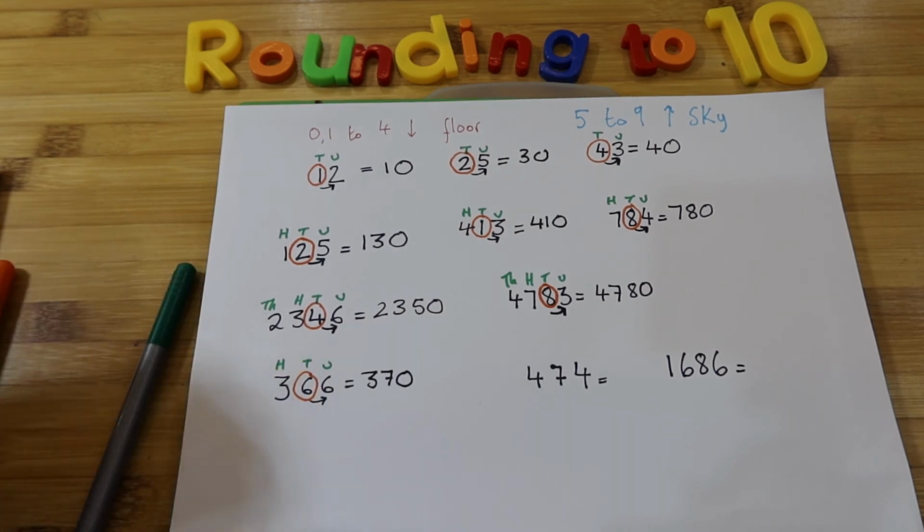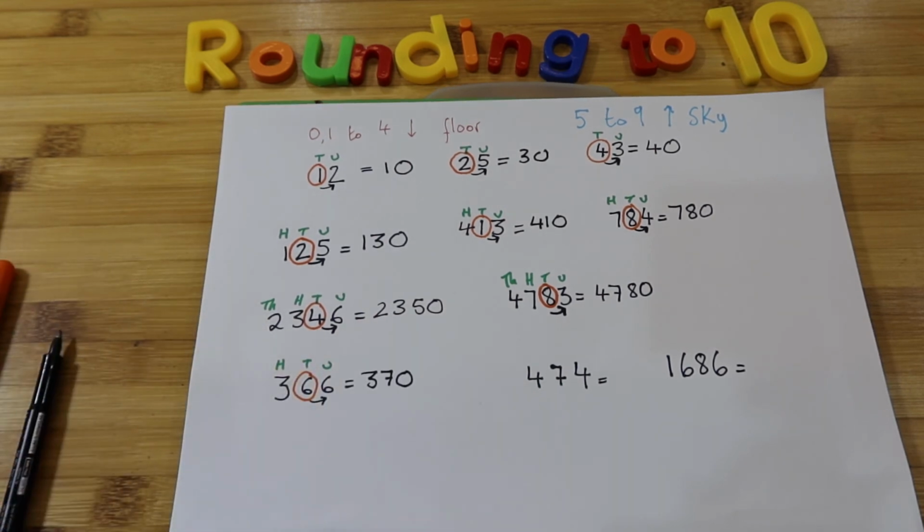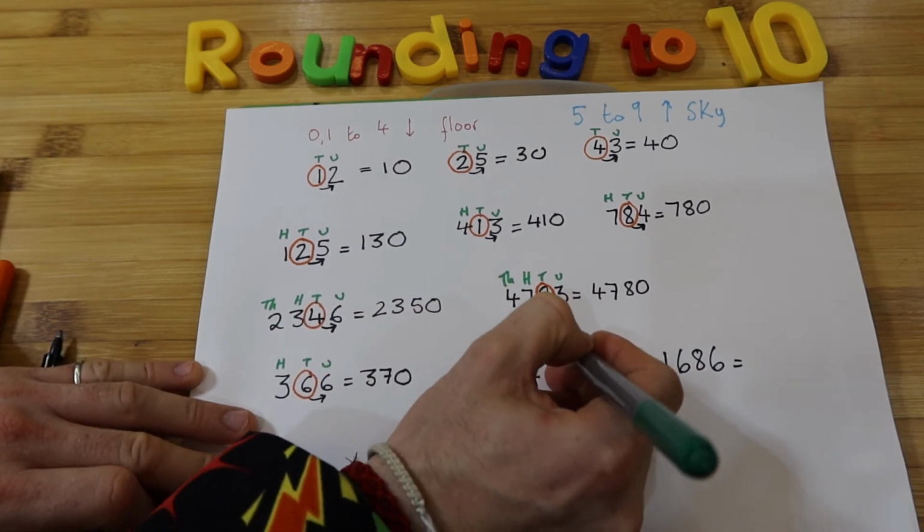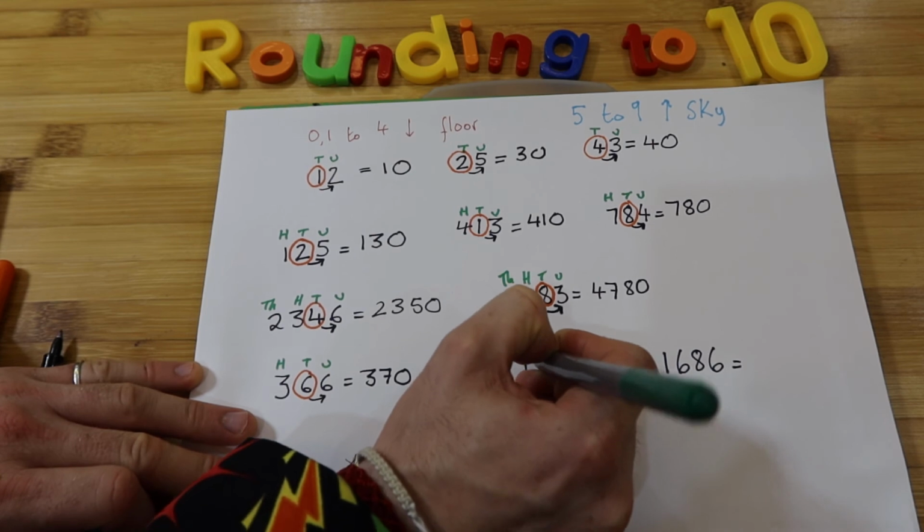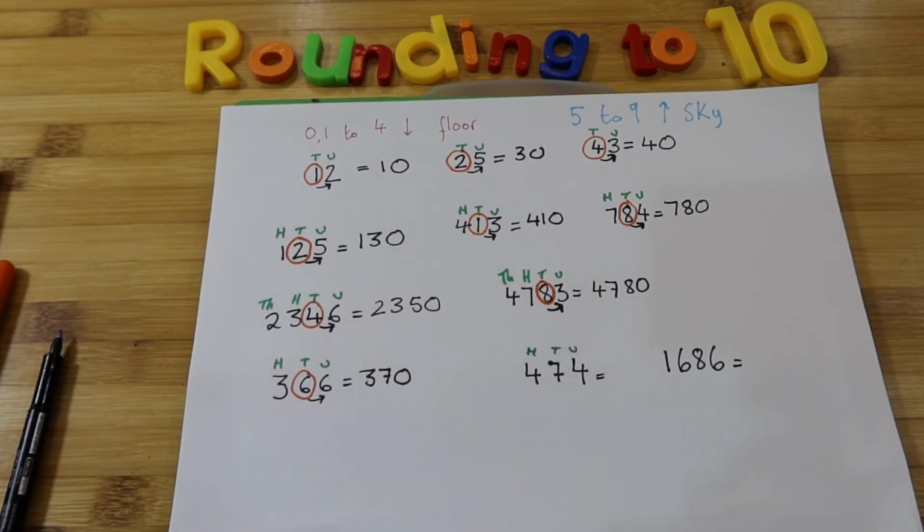Okay, let's do the next one. So again, get them colour pens out if you do have them. If you don't, that's okay, but I prefer colour because it adds a bit more excitement and it makes me remember more as well. Right, we're rounding to the nearest 10, so we need to circle the 10.